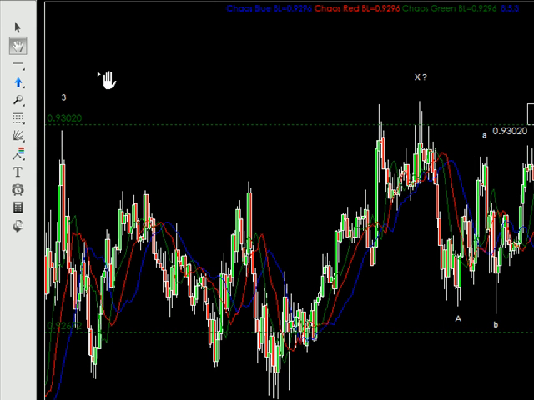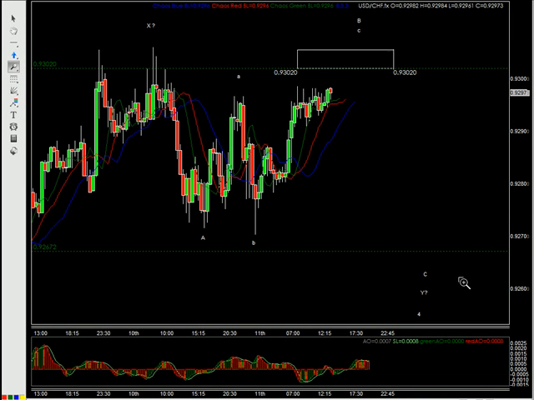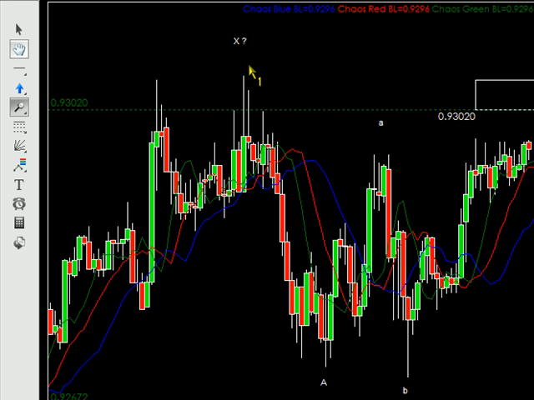Okay. Now, if we take this as an orthodox peak or orthodox top, this move down here actually looks fairly impulsive. And we'll zoom in. There we go. I could count, in fact, a wave 1, 2, 3, 4, 5. So I'm going to count this as a zigzag.